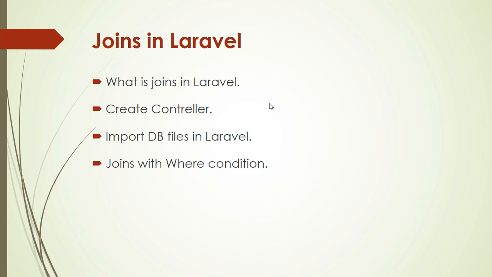So in Laravel the joins are used to connect two tables. Suppose we want to connect two tables, for example one is the user table and one is the company table, and we want to connect both tables, then we will use the joins in Laravel.